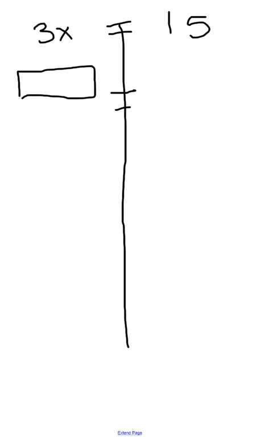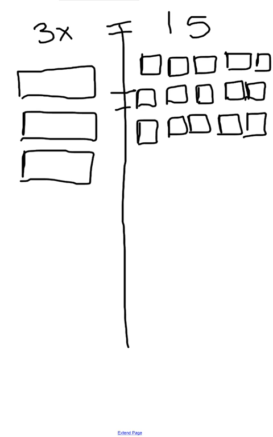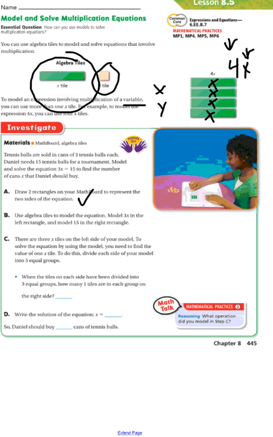So, we're going to model 3x equals 15. Remember, the x tiles are the big ones, so we're going to have 1, 2, 3 x tiles. And then over here, we're going to have 15. Okay, so 3 x tiles on the left and 15 1 tiles on the right. B is finished.